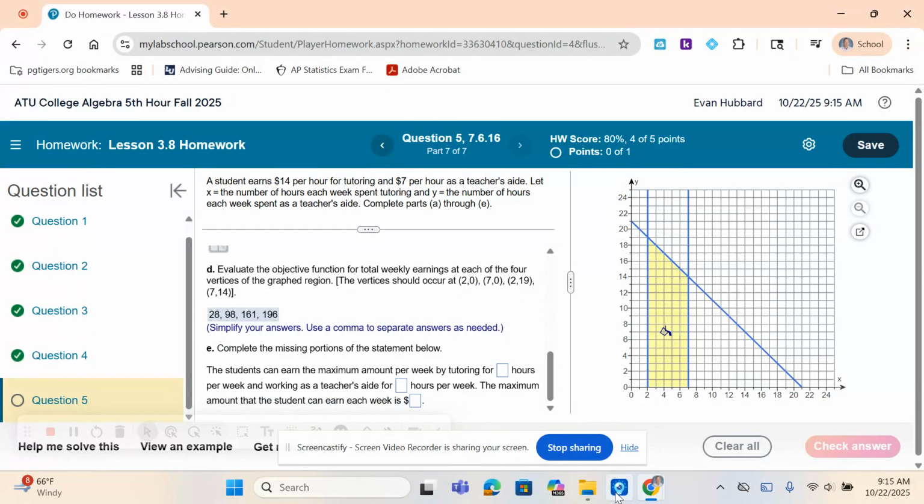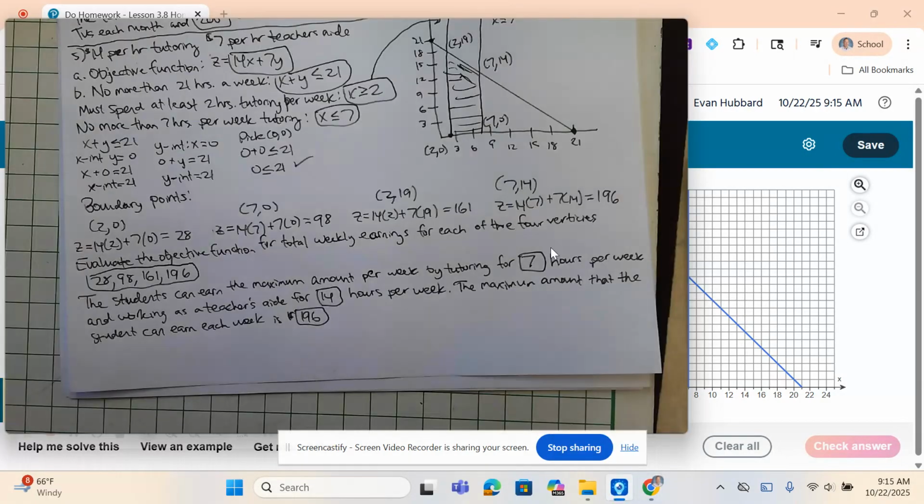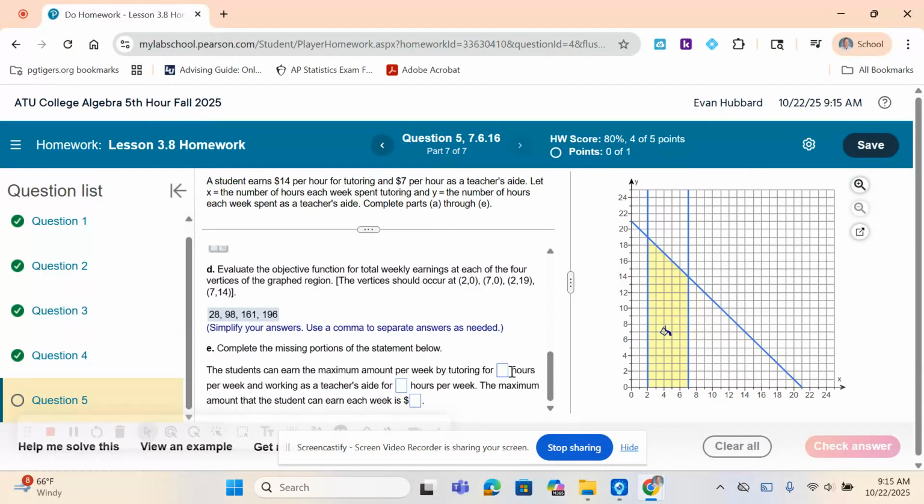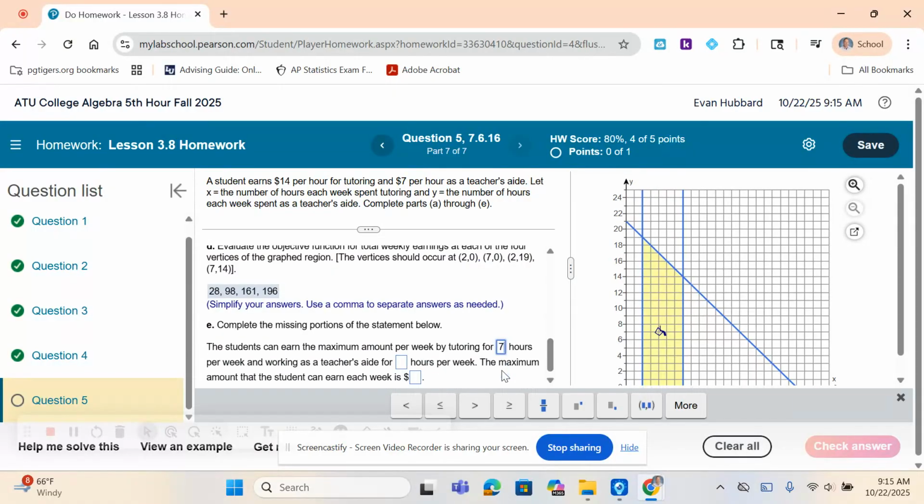All right, so the maximum occurs right here. A student can earn a maximum by tutoring for 7 hours a week and working as a teacher's aide for 14 hours per week, and they would make $196.